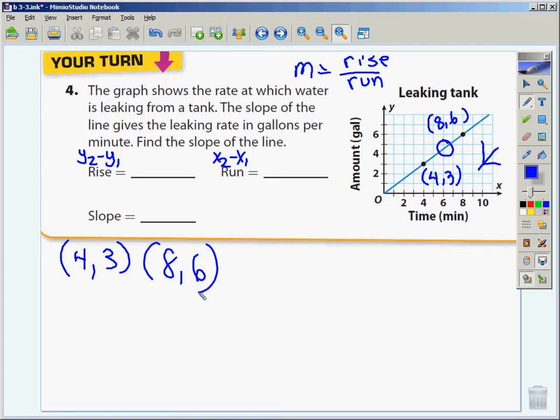When I go to do the rise, what is it going to be? 6 minus 3, which is 3. When I go to do the run, it's going to be what? 8 minus 4, which is 4. So when I go to do my slope, it's what? 3 over 4. y2 minus y1 over x2 minus x1.